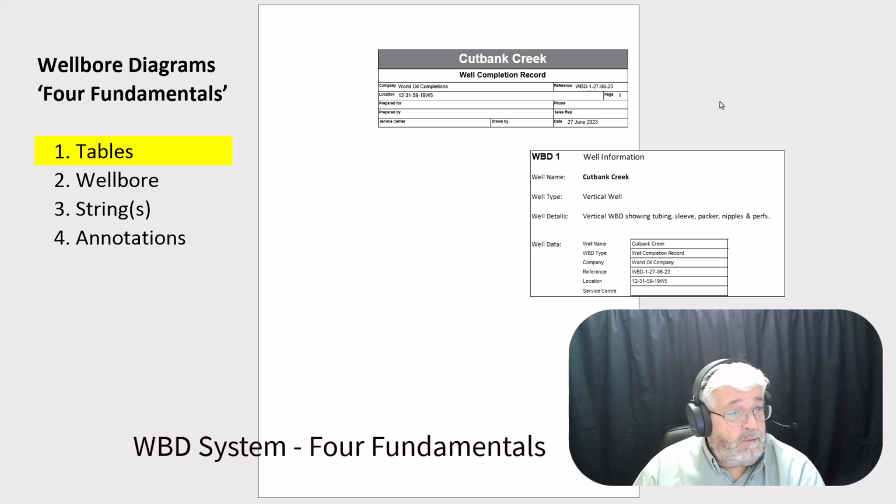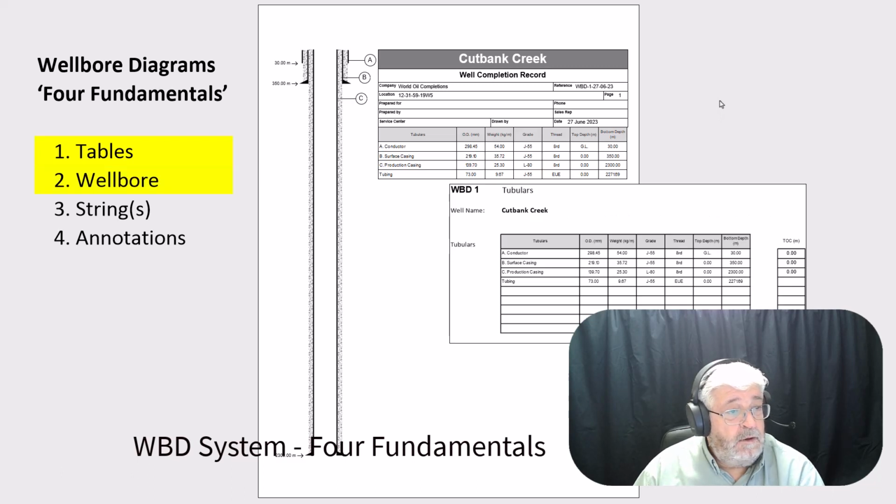For the wellbore fundamental, we go to the tubular table. Now the tubular table has the conductor, the surface casing, production casing, even the tubing. On this instance here, we just copied and pasted the data from the Excel sheet and placed it into our Wellbore diagram. And then once this information is on the page, it allowed us to begin the drawing using the casings.